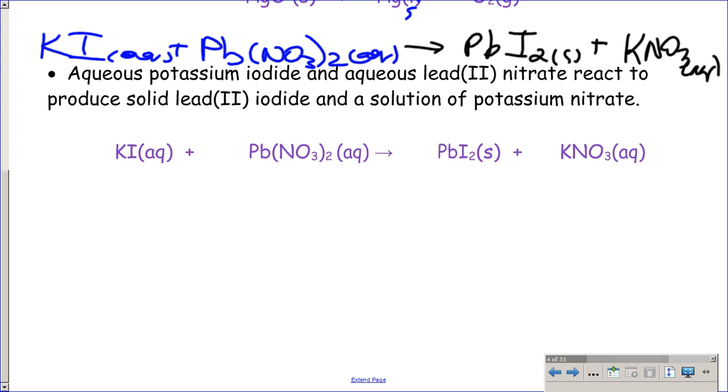2 by the K on KNO3. So 2 on the KNO3. Why did I do that? Because there was a 2. So I had 2 nitrates here, so I needed 2 nitrates here because that 2 distributes over.